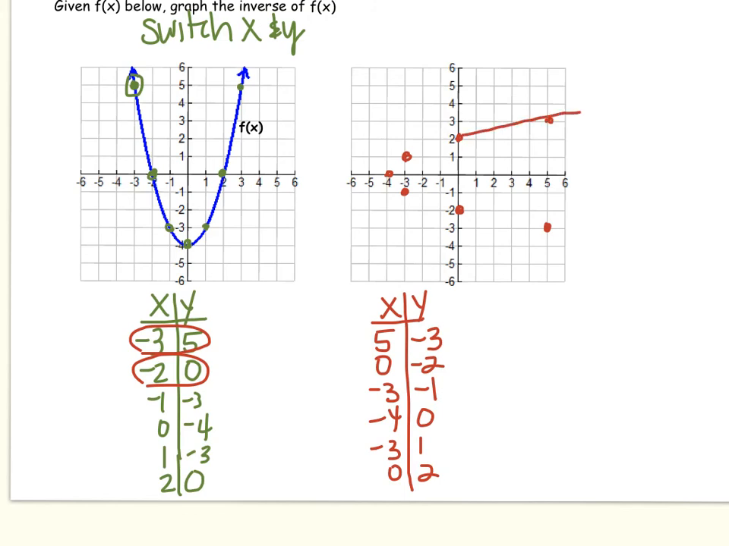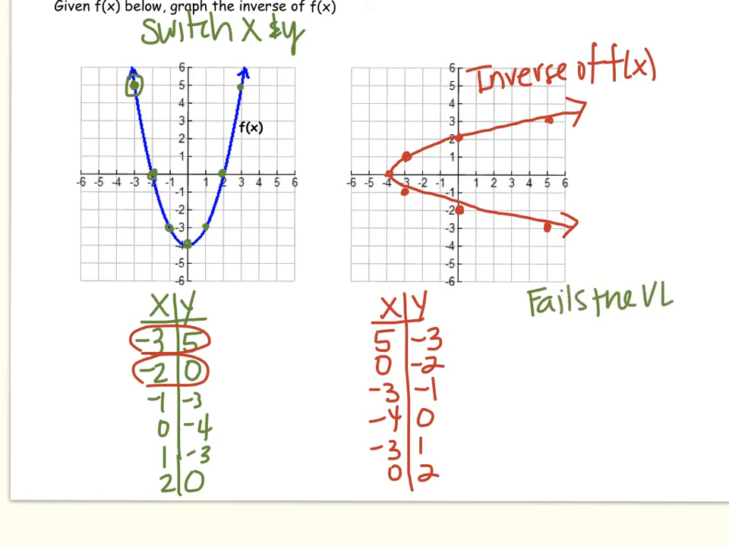So if you notice, I get this parabola that's on its side. This represents the inverse of f of x. Now one more thing to note about this. This graph that we just graphed fails the vertical line test. If you remember, back in our first unit, if you fail the vertical line test, what you have graphed is not a function. So I'm going to add that in here, not a function.